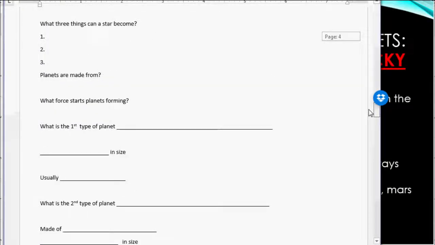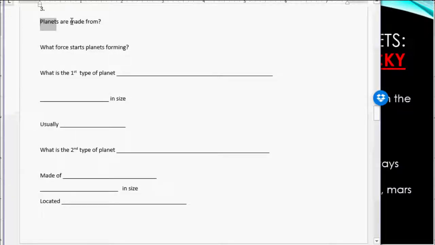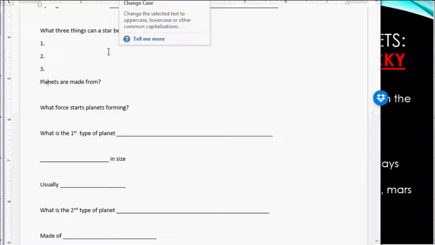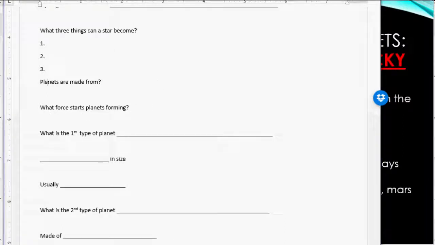Alright, so you're going to start from right here. Planets are made from. This comes right after the what three things can a star become? And you should have filled that in on your own. So any blanks that you didn't hear me cover would be things that you should be able to figure out from either the video slides, or from something I said, or putting 2 and 2 together to make 4. So you're going to be starting from, what are planets made from? Well, they're made from either rocks or gas. And what force starts planets forming? That would be gravity.